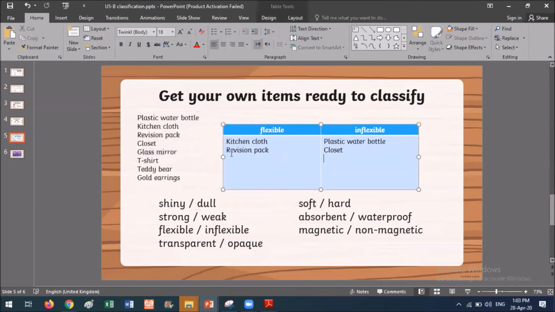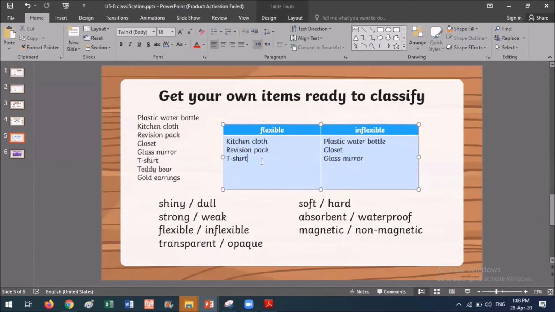Good, so it's inflexible. What about your t-shirt, Jetta? Is it flexible? Can it move? Flexible. Because if I'm wearing a not flexible t-shirt, I'm going to walk like this. Like a robot. Yeah. And let's have a look at the teddy bear. Flexible or inflexible?